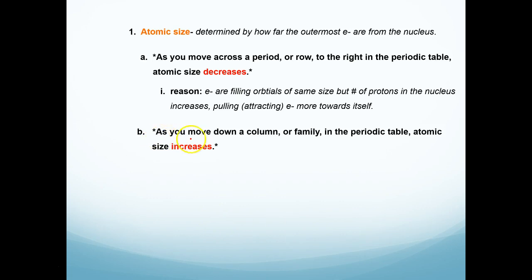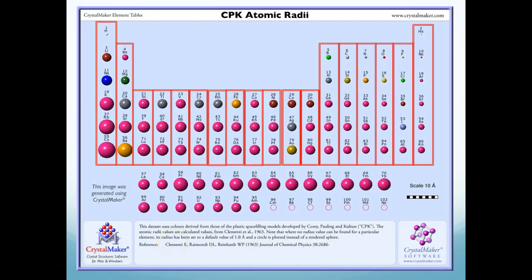So again, as you go down a column or family in the periodic table, the atomic size is now increasing, right? If we think about it, our principal quantum number is increasing. So each time we go down in the periodic table, we're adding in a new subshell. So it's getting larger and larger and larger. All right, so we can look at a pictorial view of that.